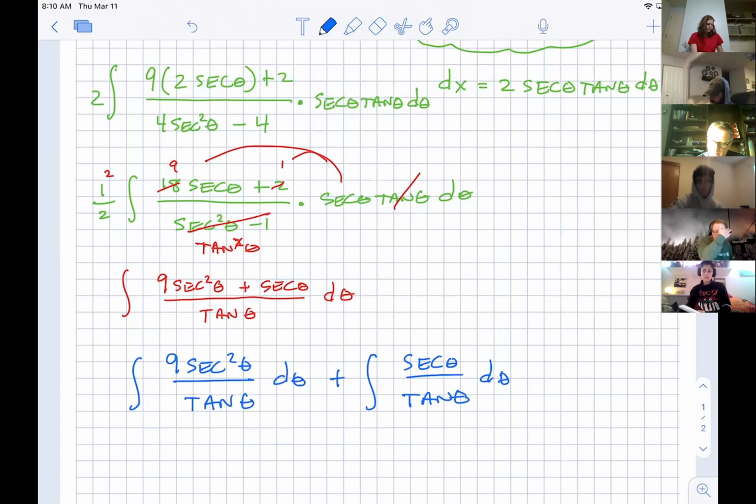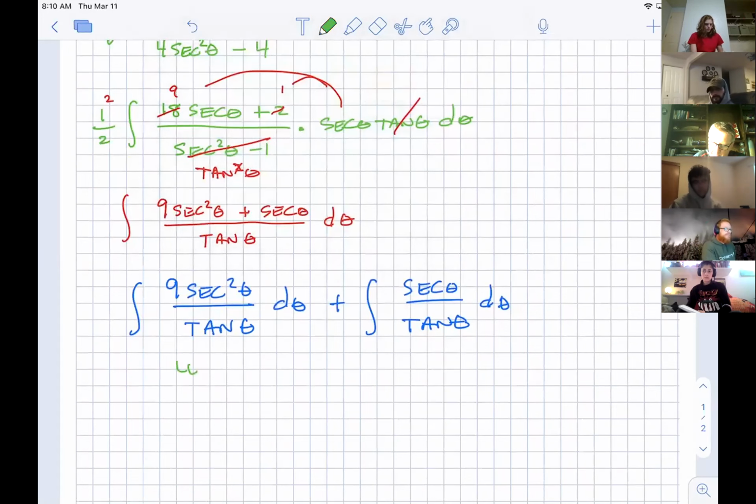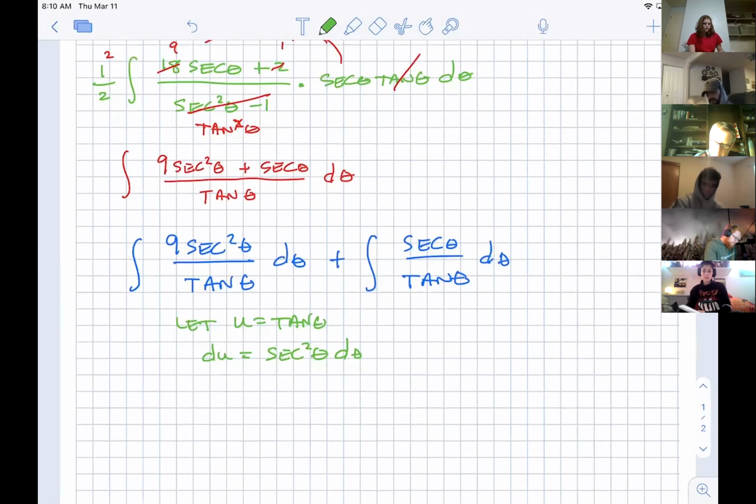So yeah, for this first one over here, I don't think it's actually going to be that hard. So let's try that. So for this one, if we let u be equal to the tangent of theta, then that would mean du equals the secant squared of theta d theta. So then this problem would become, I have 9 times secant squared on top. I have tangent of theta, which I'm now choosing to replace with u, and then I've got to replace d theta, which would be du over secant squared theta.